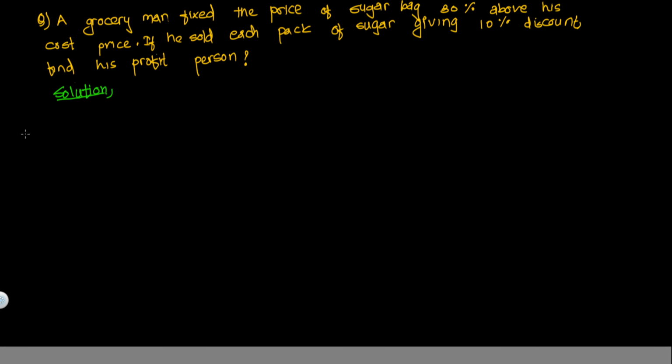Now the second problem. A grocery man fixed the price of the sugar bag 30% above his cost price. If he sold his bag of sugar giving 10% discounts, find the profit percent.